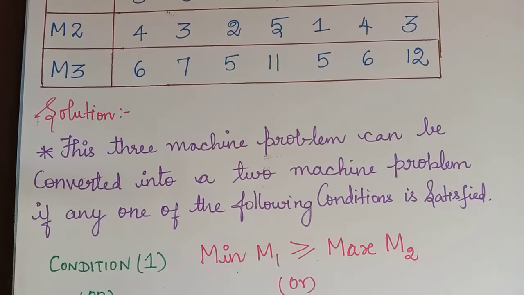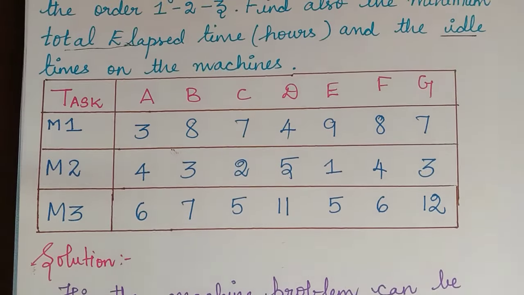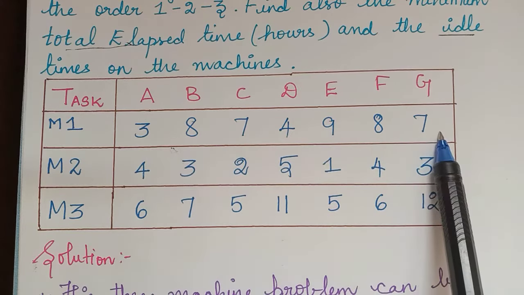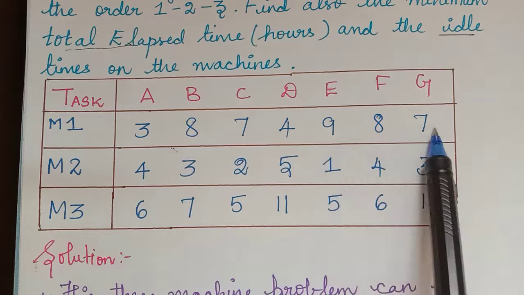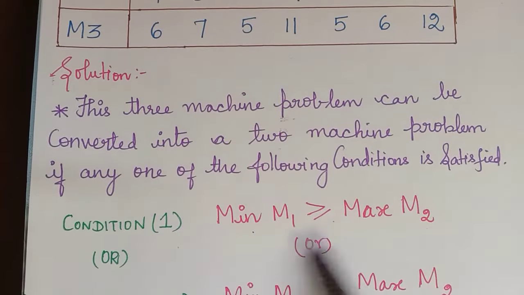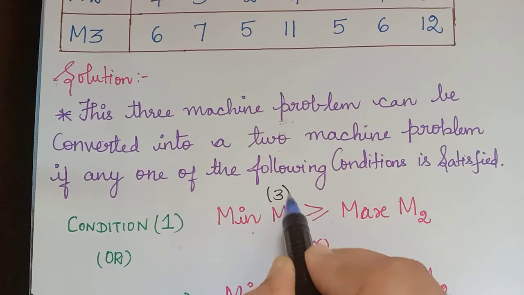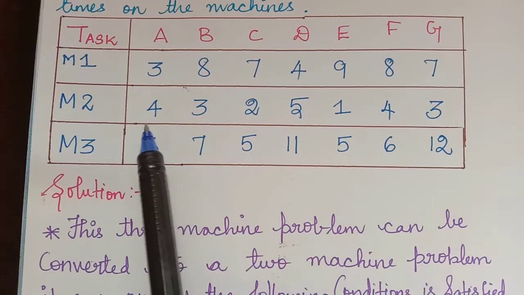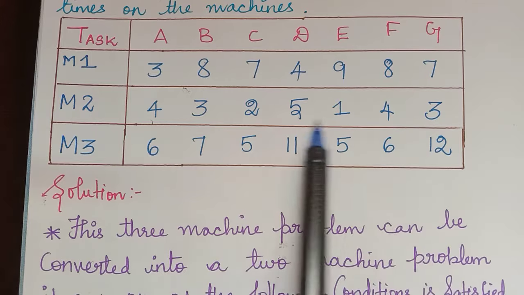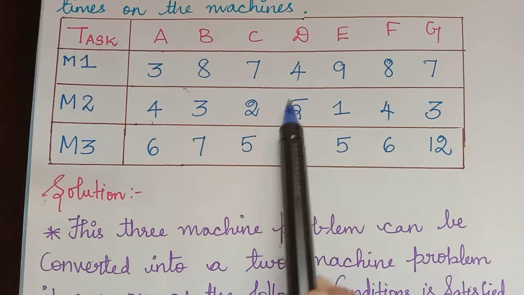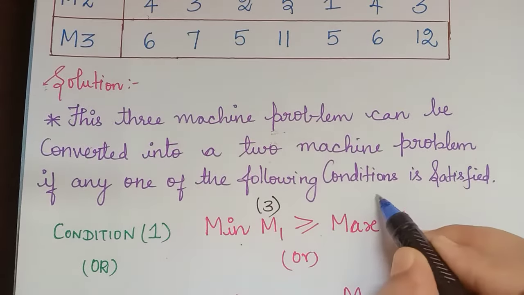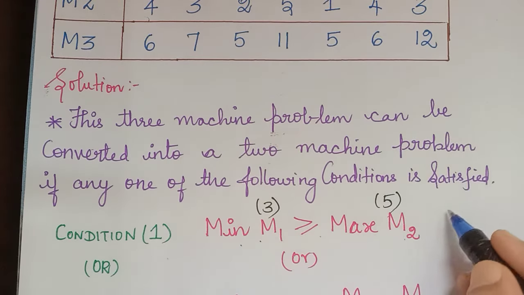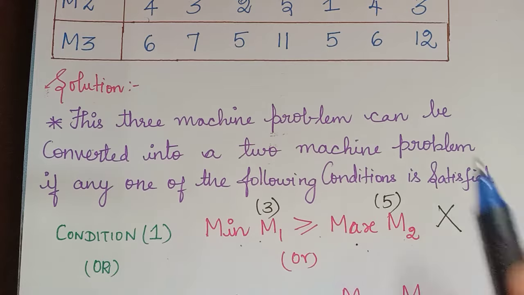Now in this problem, what is the minimum processing time of machine 1? If we check all these processing times, the minimum processing time of machine 1 is 3. So we will just make a note here. We will check the maximum processing time of machine 2. Of all these processing times, the maximum is 5. So 5 is the maximum processing time of machine 2. So, is 3 greater than or equal to 5? No. So this condition is not satisfied for this particular problem.